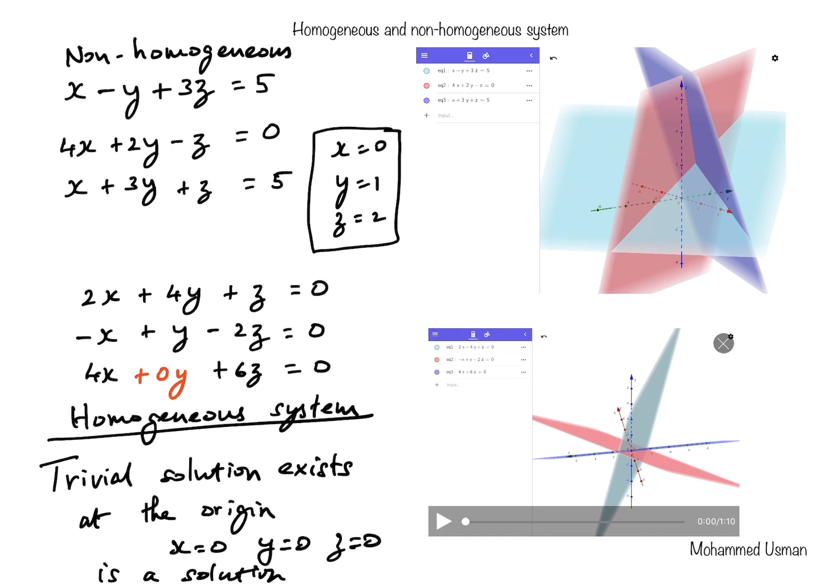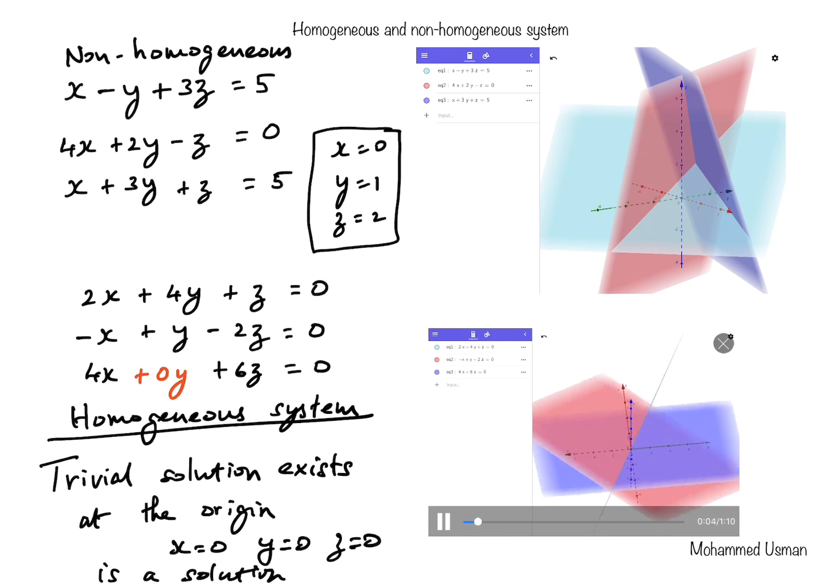But when we write it in matrix form, we need to make sure that we write the correct coefficients in the correct positions, because the matrix will have all the coefficients of x in the first column, all the coefficients of y in the second column, and all the coefficients of z in the third column. So have a quick look at this plot of these equations so that you get an idea as to where the solution lies in this particular homogeneous system.